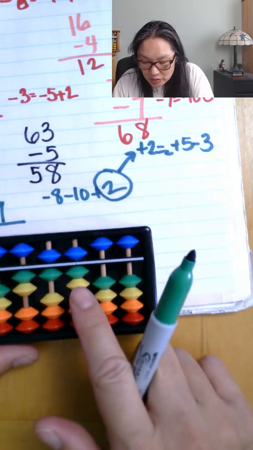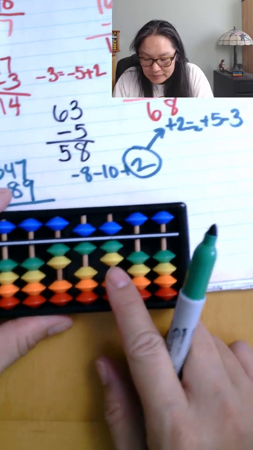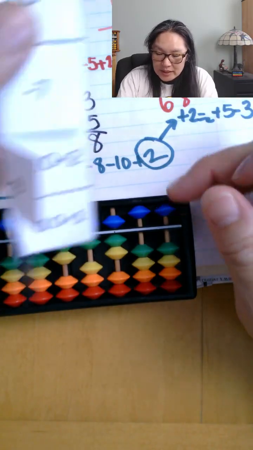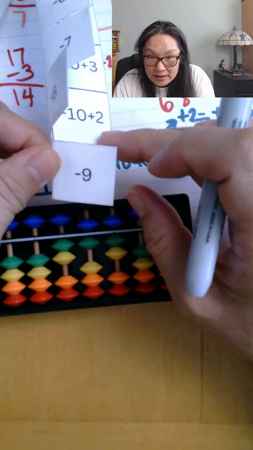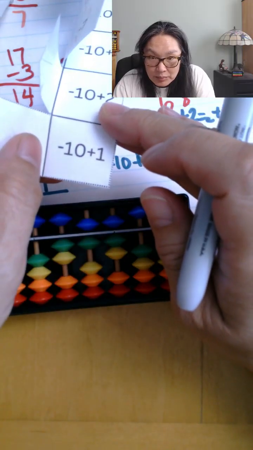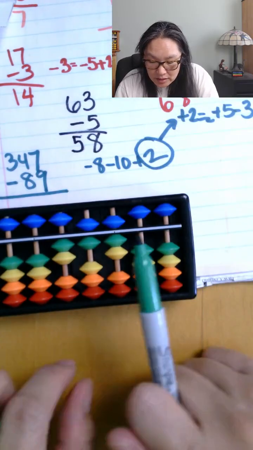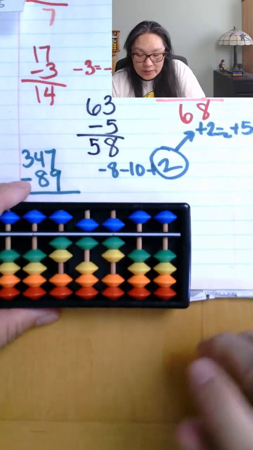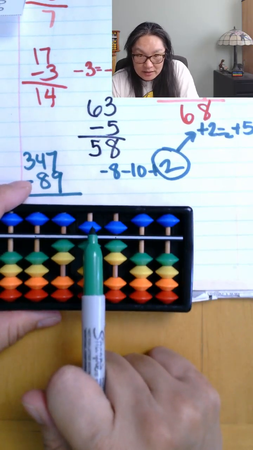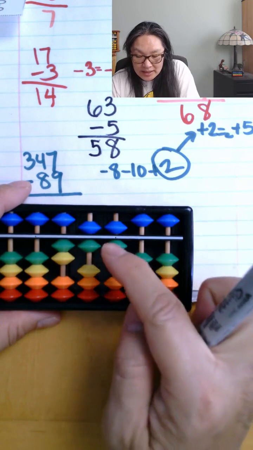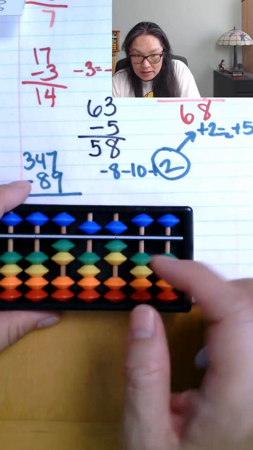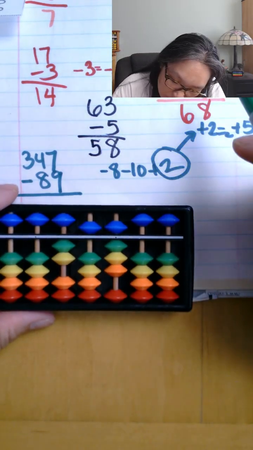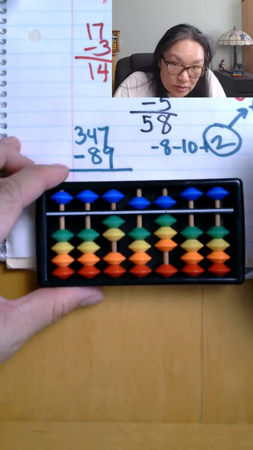Now we need to take away the 9. How do we take away the 9? Take away the 9 is minus the 10 plus the 1. So this is the 9 we're going to take away from this column. When we take away 9, it's minus the 10 plus the 1. That wasn't too bad. So what's my answer? What does that say?